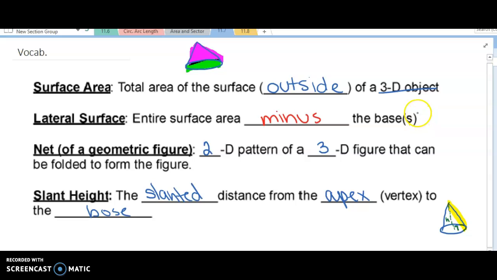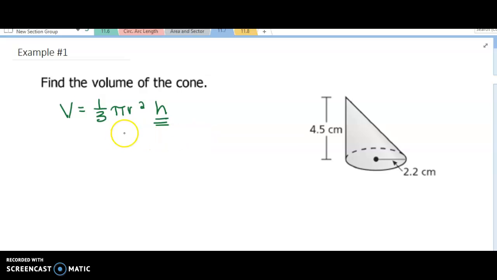I probably should have gone back to here. Usually when I talk about slant height, we use a cursive L generally to represent slant height. All right, so 1/3 pi r squared times h. Let's plug stuff in. So 1/3 pi, my r squared is just 2.2 squared. My height, straight up and down, is just 4.5.